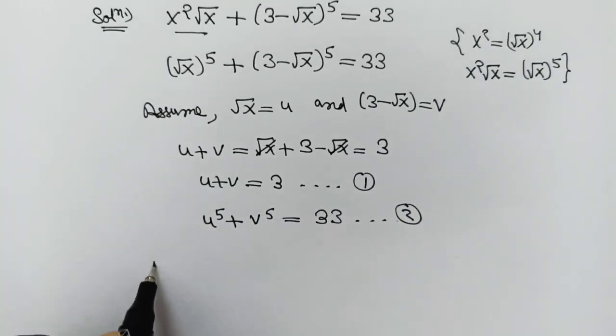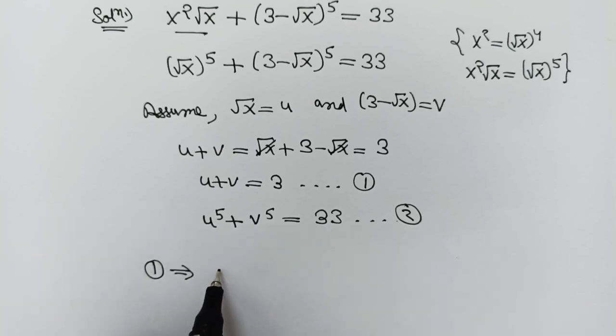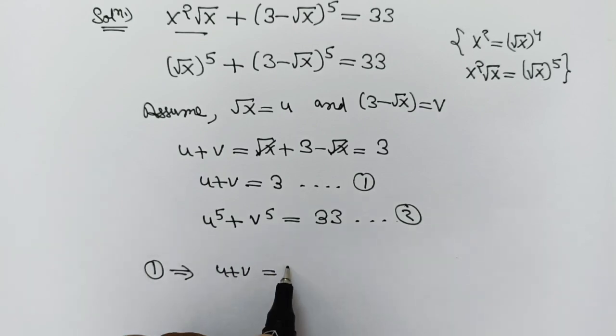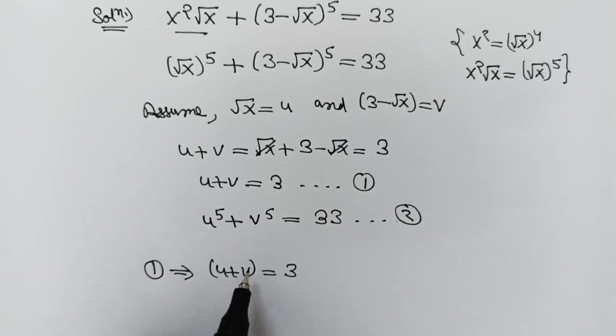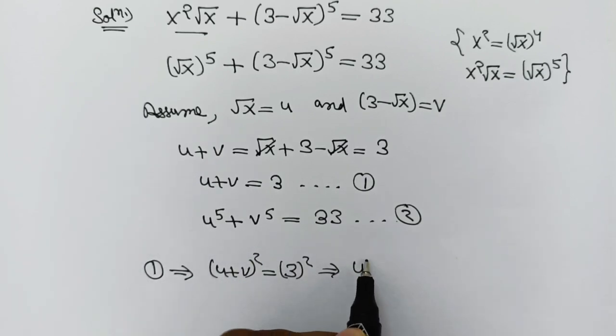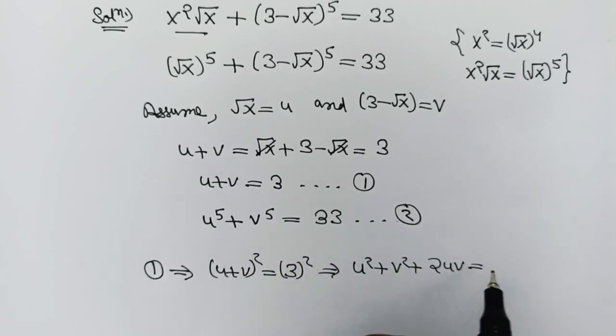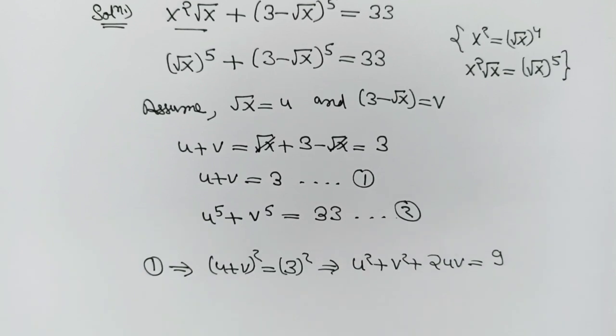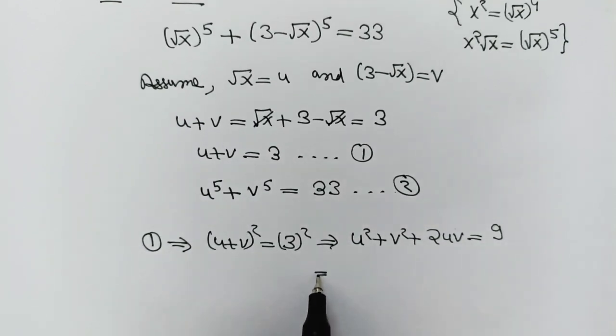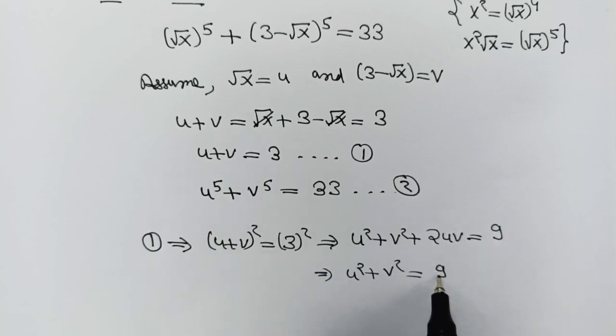Now from equation number 1, we have u + v = 3, and squaring on both sides, we have u² + v² + 2uv = 9, correct? And then this implies u² + v² = 9 − 2uv. Suppose this is equation number 3.